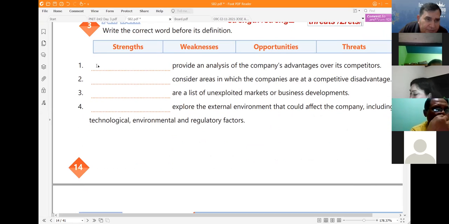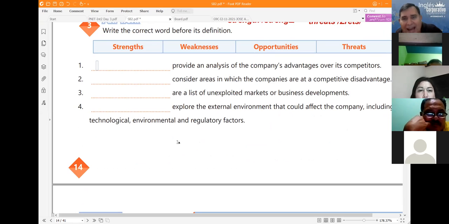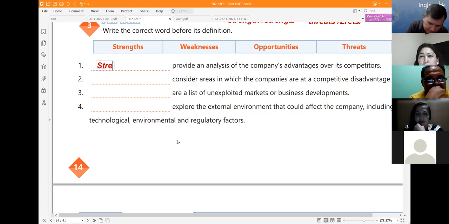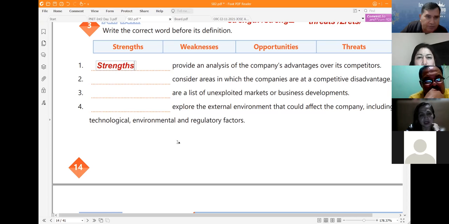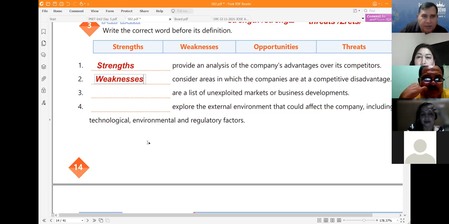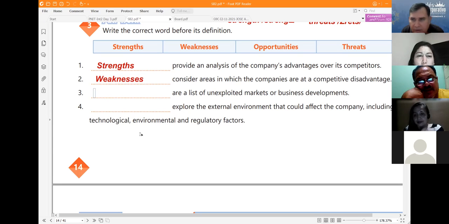Okay, number one. Provide an analysis of the company's advantages over its competitors. What's the word? Yes, my dear friends. Strength. Very good. Strength. What about the next word? Consider areas in which the company is at a competitive disadvantage. Weaknesses. Correct. Weaknesses. Debilidades. Yeah.